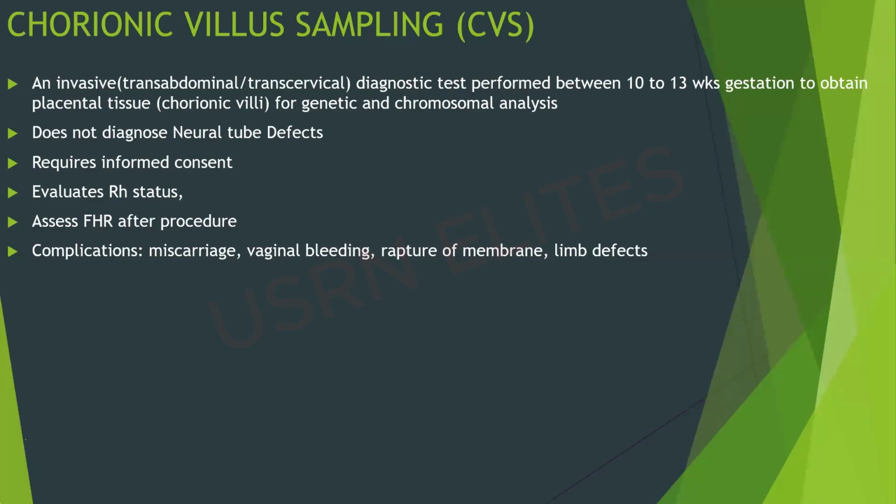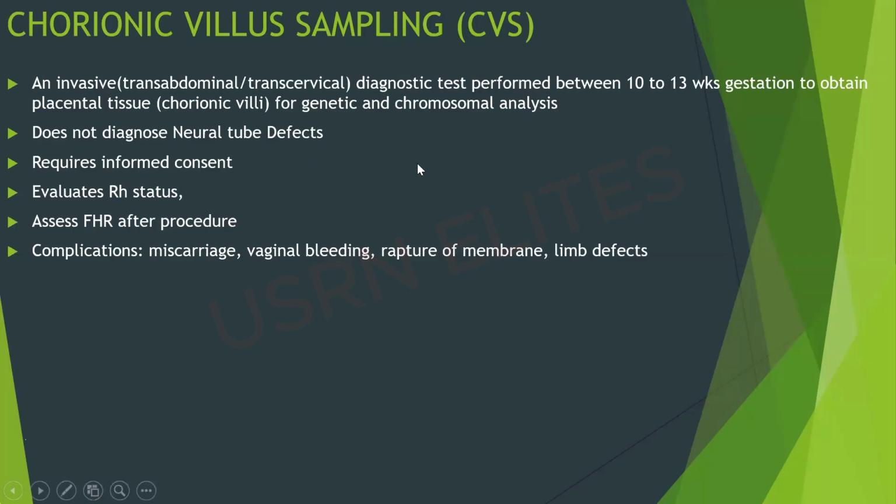Apart from that, trisomy 13, 18, Down syndrome, Turner syndrome, Klinefelter syndrome, those syndromes we can assess for. So it assesses genetic and chromosomal analysis, but not neural tube. The neural tube is assessed from what the baby is lying in. That's the fluid, not the placenta. Okay. Yes, boss.